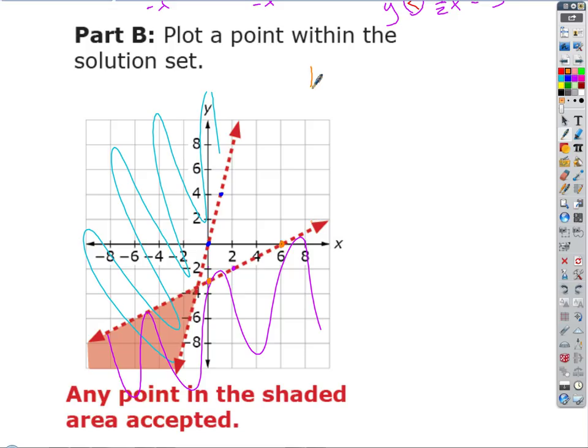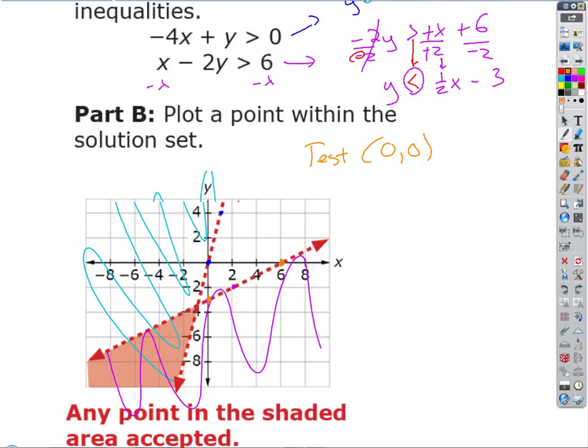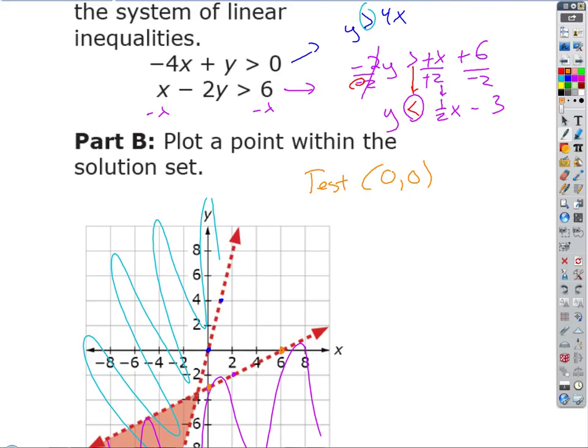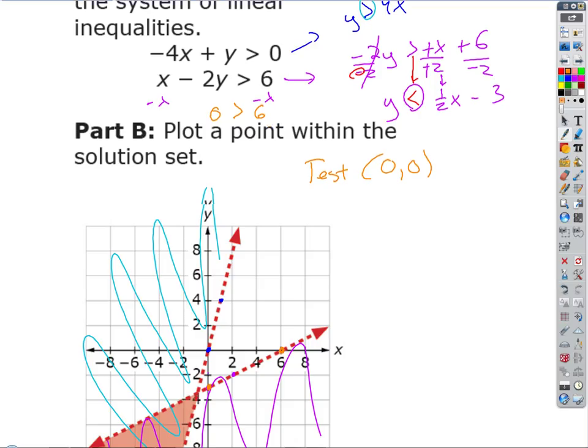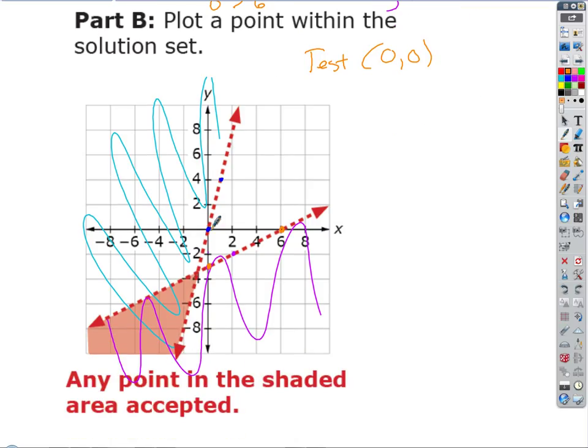So if we test 0, 0, what do we get? If I put 0 in for x and 0 in for y, I get 0 is greater than 6. True or false? False. So I'm going to shade not this side, I'm going to shade the other side, right? So that's one way I can know to shade down.